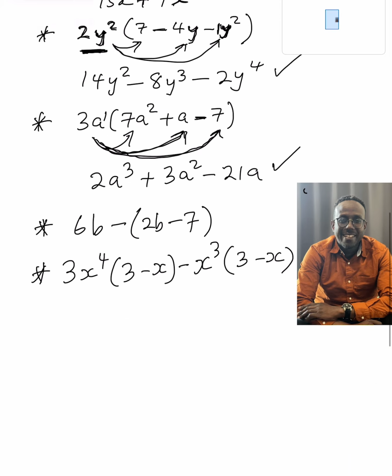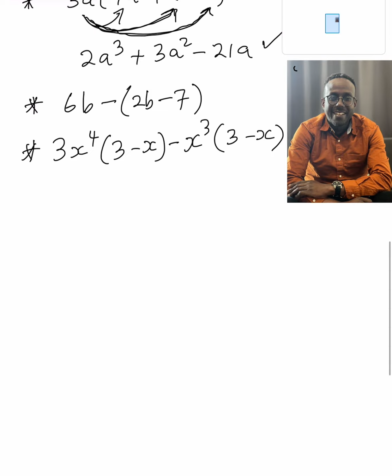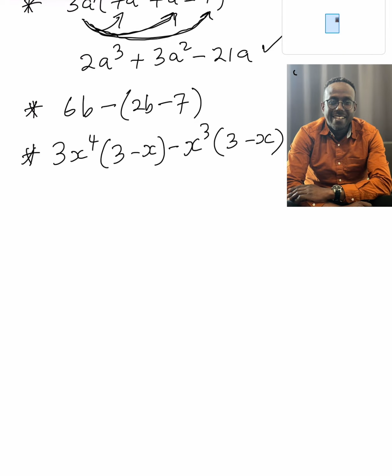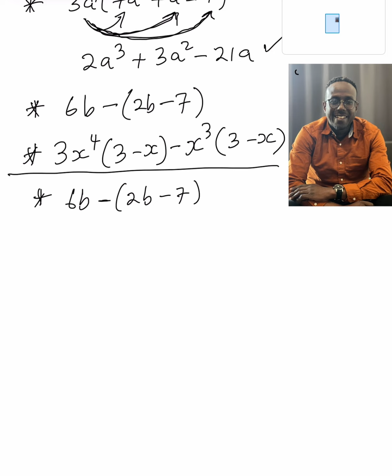Okay, I hope you've been able to try these questions out. Now I will do them here. I'll start with the first one. I'll write it again here, which was 6b minus 2b minus 7. I know some people might get a little confused, because when you see a minus outside the bracket, just know there is an invisible 1 there that will guide you when you're multiplying the negative numbers. So we have 6b.